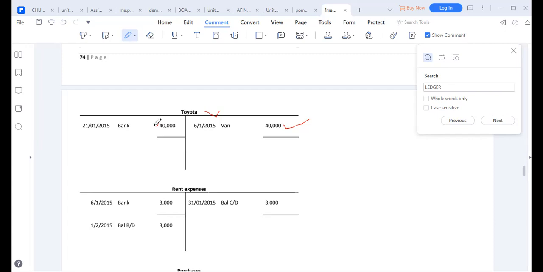So to balance off this account, you just bring this same figure to this side and then you close it off. That's all.